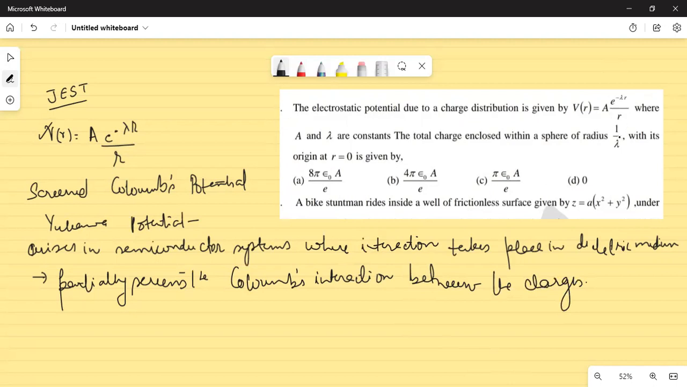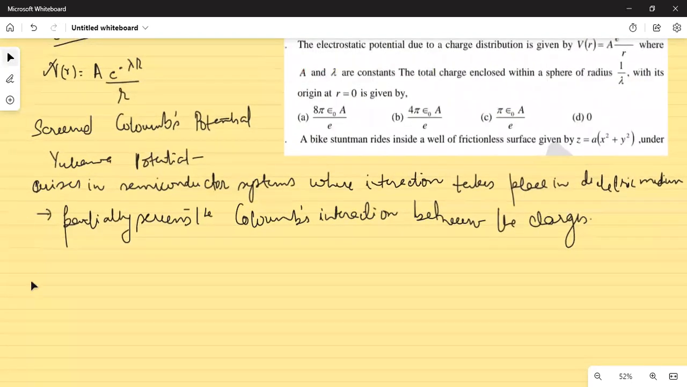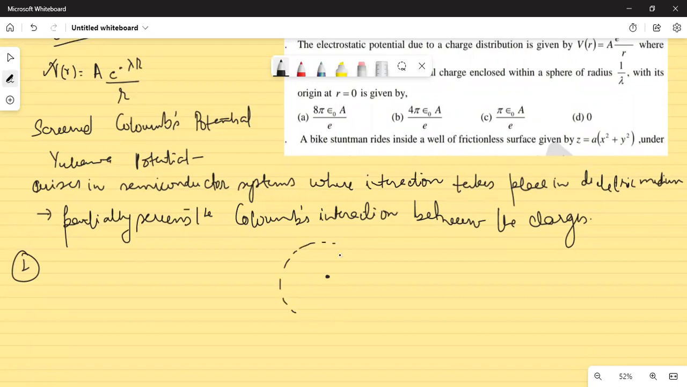This has been asked in quite many examinations. Now, how to go about the problem? There are two ways to go about it. The first way, the very simple way, is to simply enclose it. So let's say this is your system in which you have some rho.